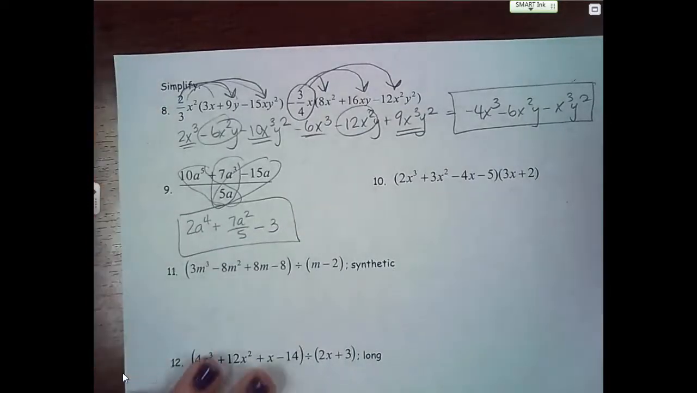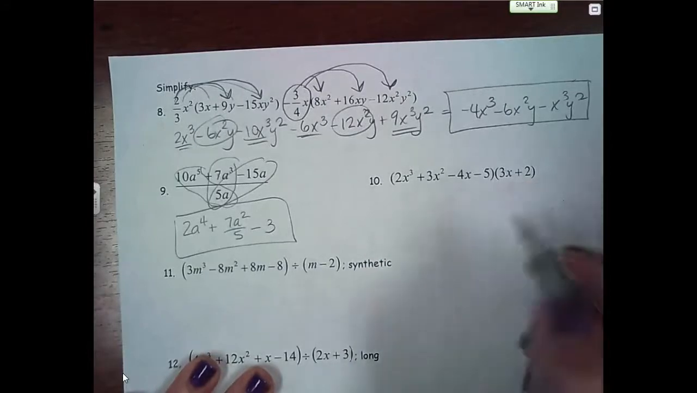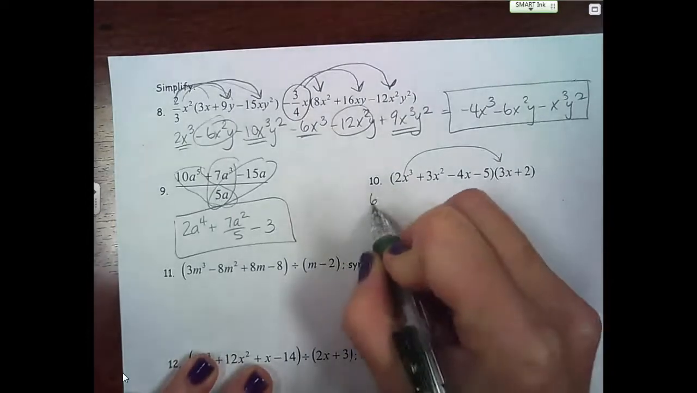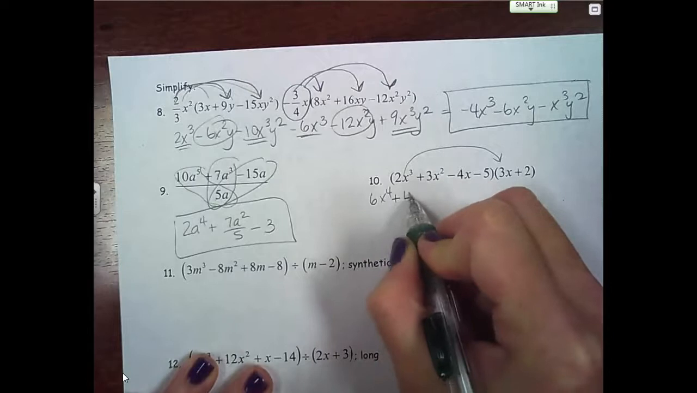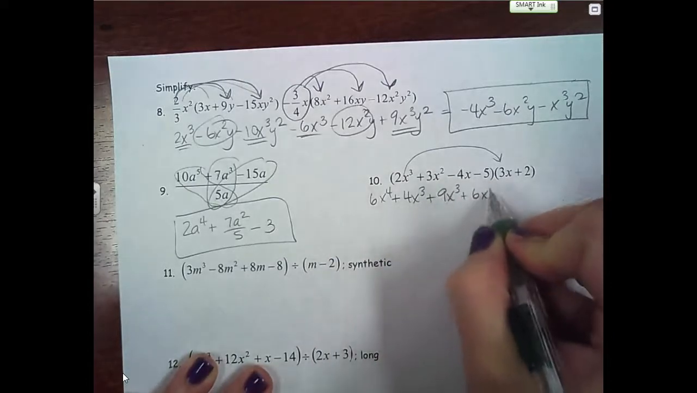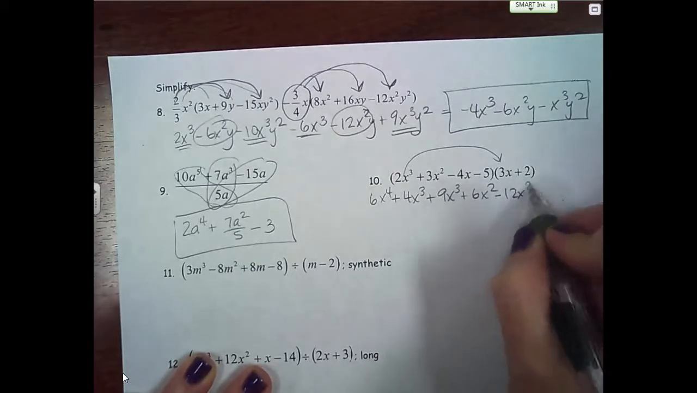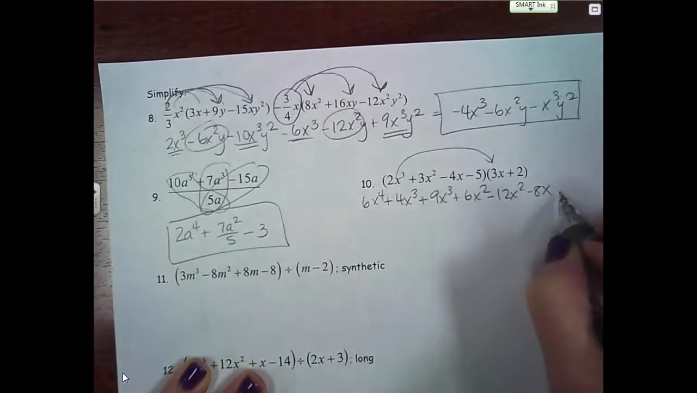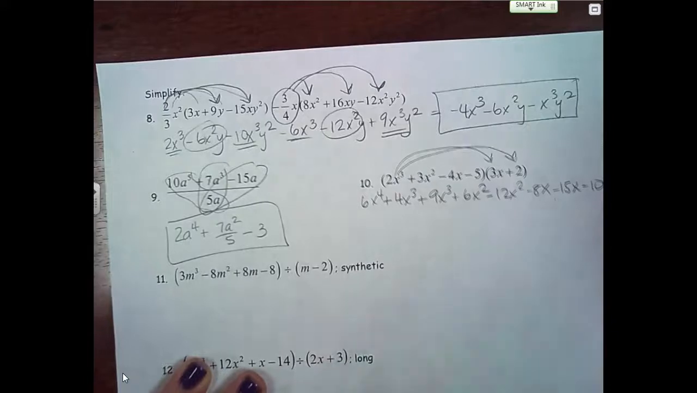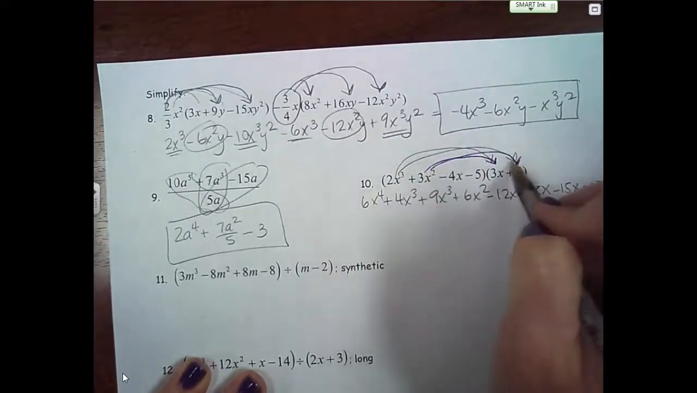Number 10 is kind of long because you're going to take this huge 4-term polynomial and multiply it by a binomial. So you've got to FOIL each one. So you end up with 6x to the 4th plus 4x cubed plus 9x cubed plus 6x squared minus 12x squared minus 8x minus 15x minus 10. You have to take each one, and you do both, right?